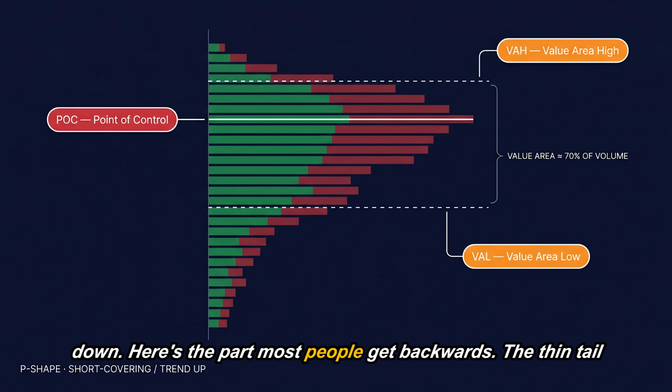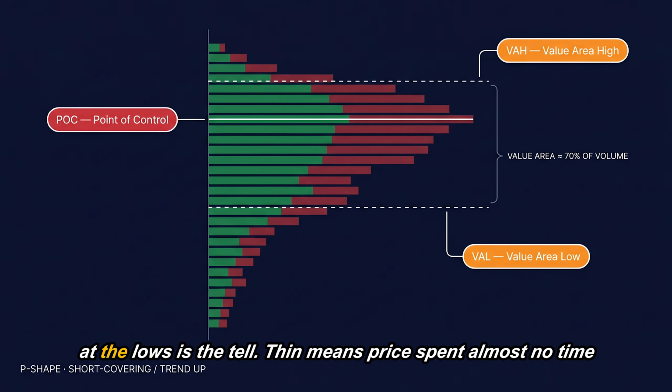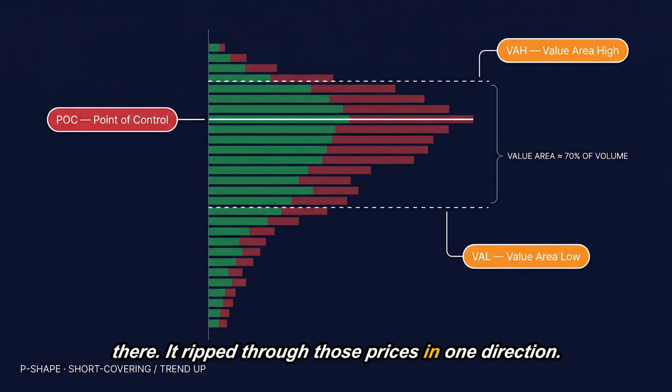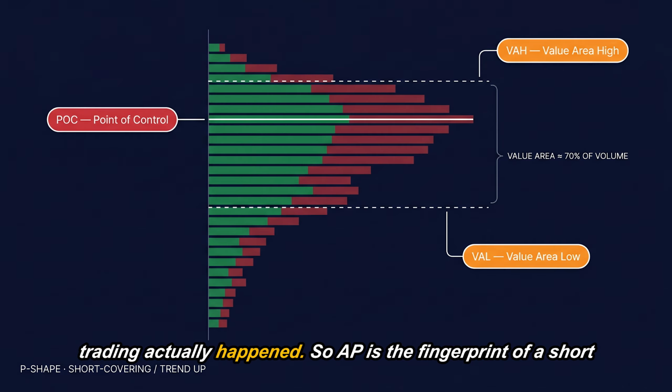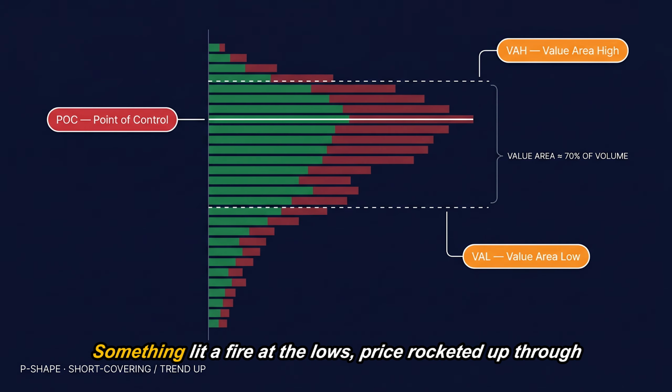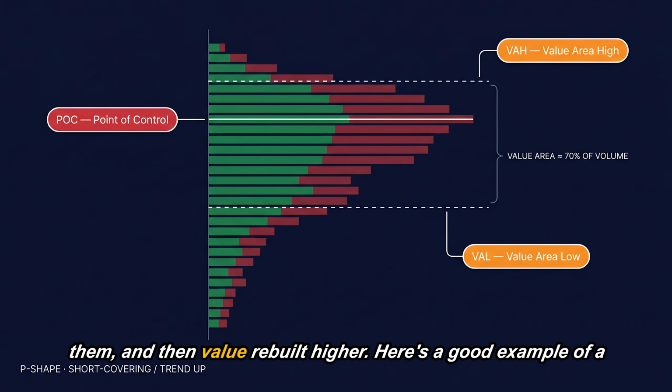Here's the part most people get backwards. The thin tail at the lows is the tell. Thin means price spent almost no time there. It ripped through those prices in one direction. Fat up top means price got accepted up there. That's where the trading actually happened. So a P is the fingerprint of a short covering rally. Something lit a fire at the lows, price rocketed up through them, and then value rebuilt higher.